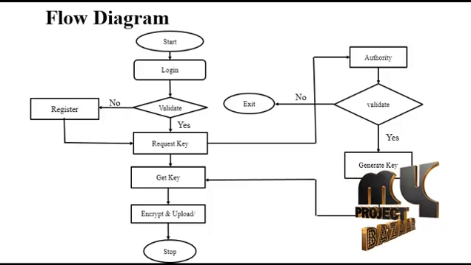For sharing the data or viewing, the user needs to request the key, and the request goes to the authority person, who validates whether the person is authorized or unauthorized. If they are authorized, the key will be generated and shared with the user. Then the data will be encrypted and uploaded to the cloud, and with the help of the secret key the users can view the encrypted data and decrypt it. The original text will be shown.